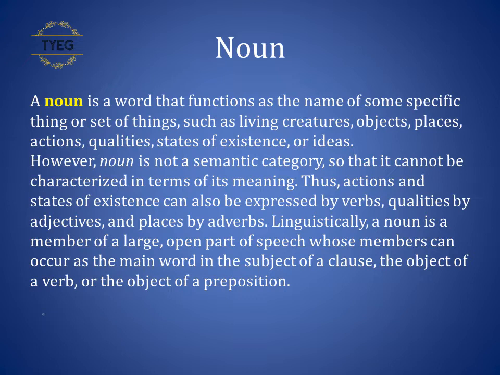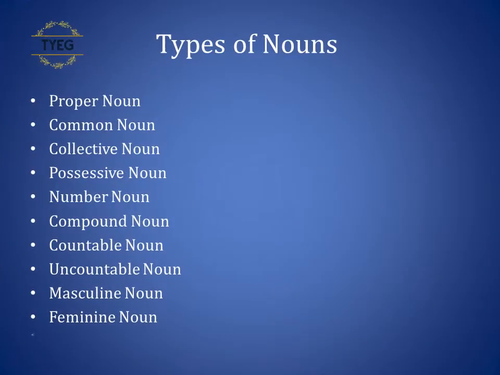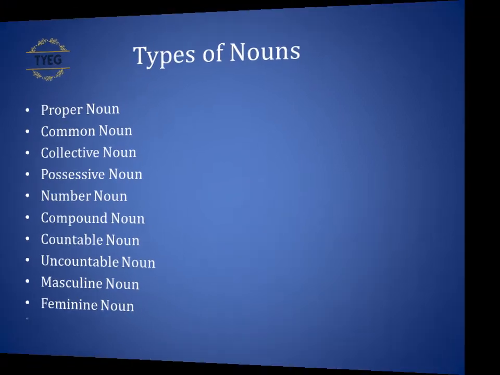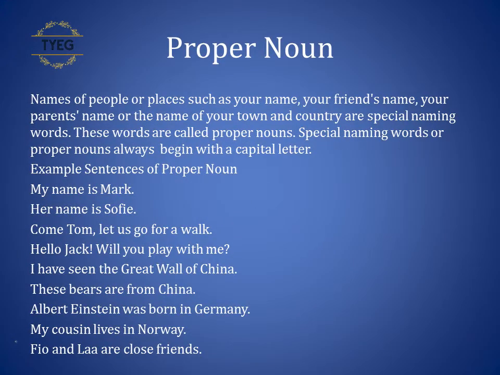Linguistically, a noun is a member of a large, open part of speech whose members can occur as the main word in the subject of a clause, the object of a verb, or the object of a preposition. Types of nouns: proper noun, common noun, collective noun, possessive noun, number noun, compound noun, countable noun, uncountable noun, masculine noun, feminine noun. Proper noun.